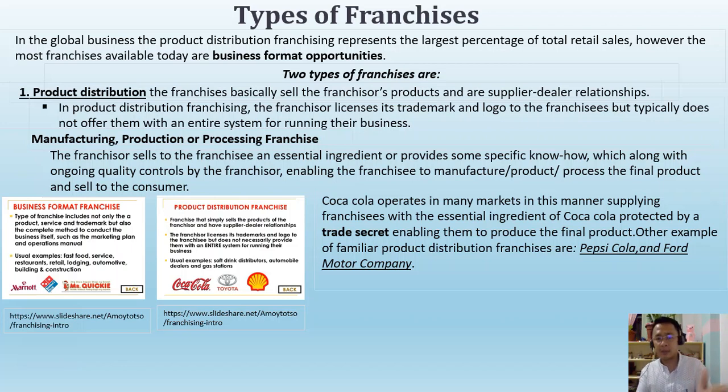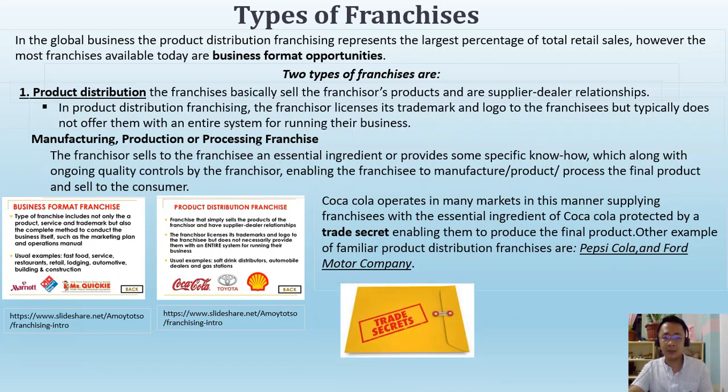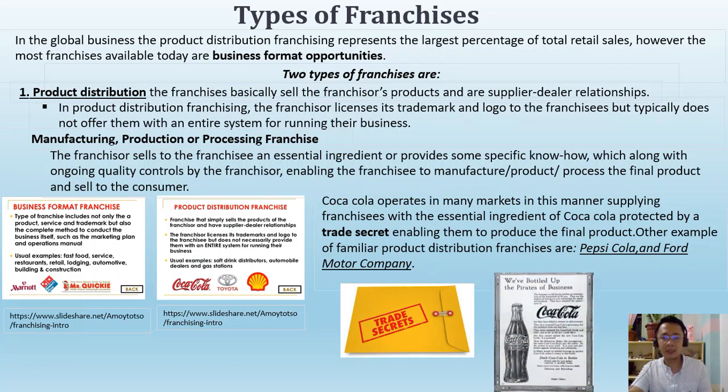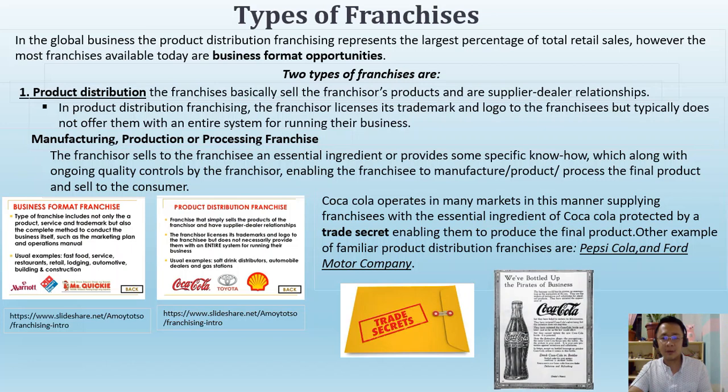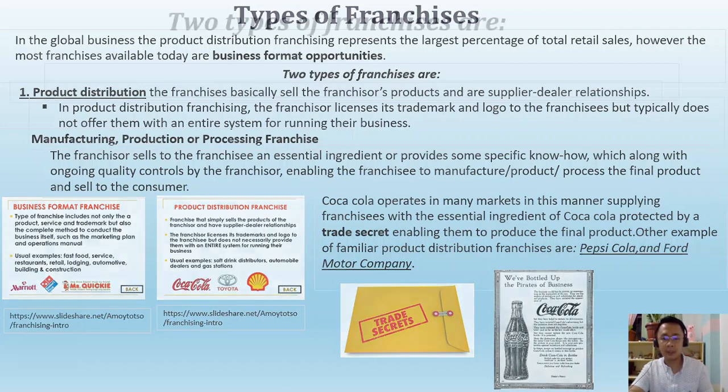Coca-Cola operates in many markets in this manner, supplying the franchisees with essential ingredients of Coca-Cola, protected by a trade secret, enabling them to produce the final product. Other familiar examples of product distribution franchises are Pepsi Cola and Ford Motor Company.